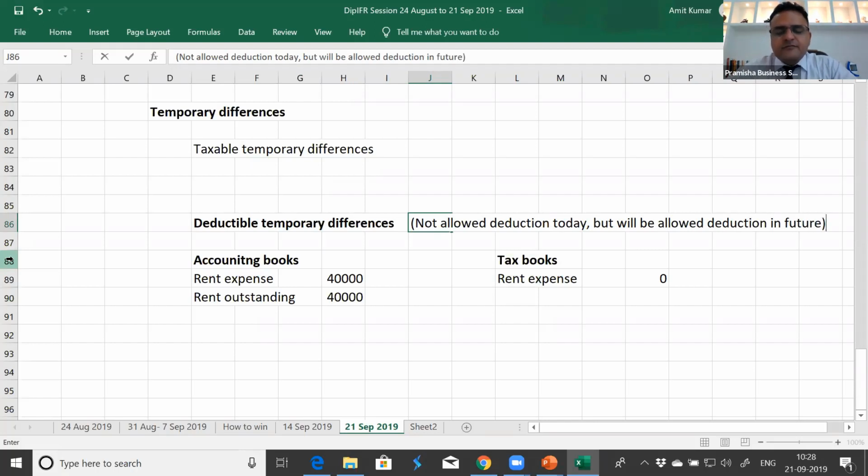Agree? They're not allowing this rent expense to be included as part of their tax computation. They are saying that no, they will not allow this. So what does it result in? It results in an increase in income. If it results in an increase in income, we are going to pay more tax this year, but we have a hope that when we make the payment in future, our tax liability is going to reduce.